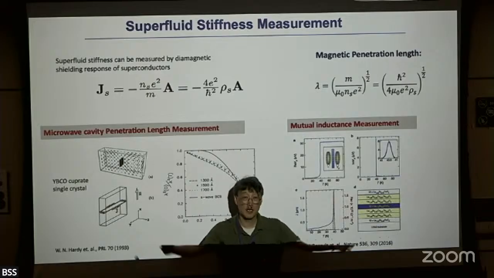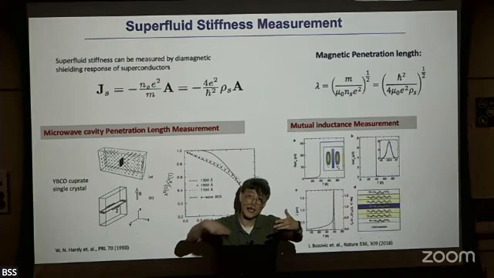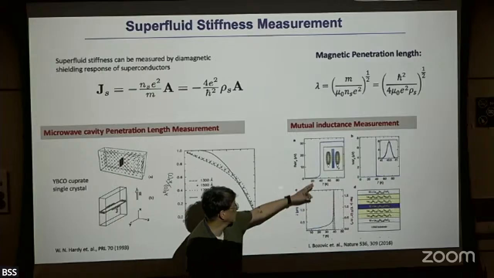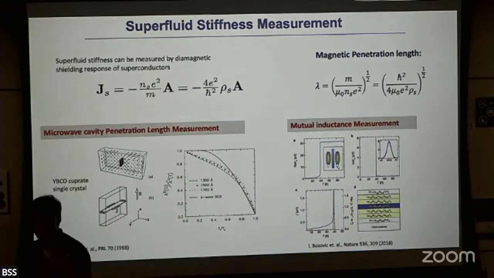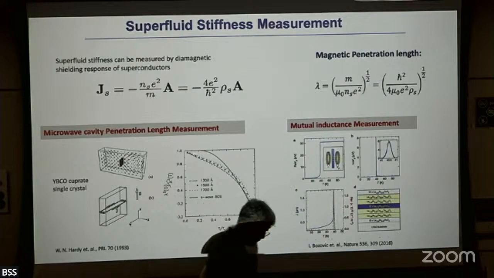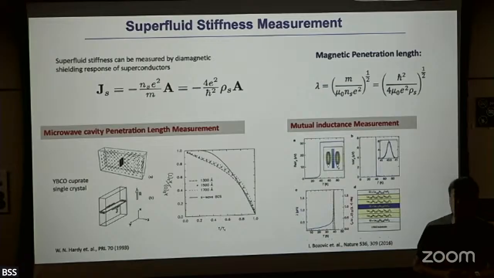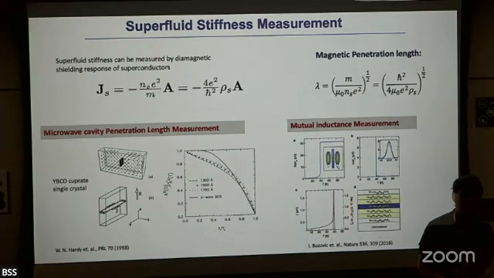If you have a film, you put two coils on both sides. One coil excites a magnetic field, and the other tries to detect any magnetic field penetrating through the film. That will contain information about, again, the penetration length scale, and that's a typical way to measure the superfluid stiffness. Of course, this method has been used widely in many different systems, including conventional as well as unconventional superconductors, and it gives very important information to argue about the properties of the superconductor.